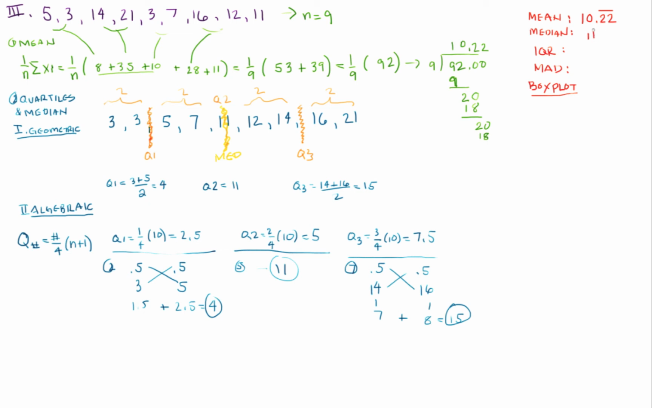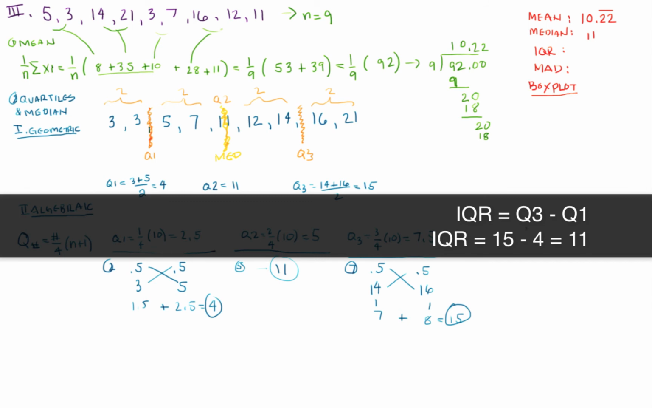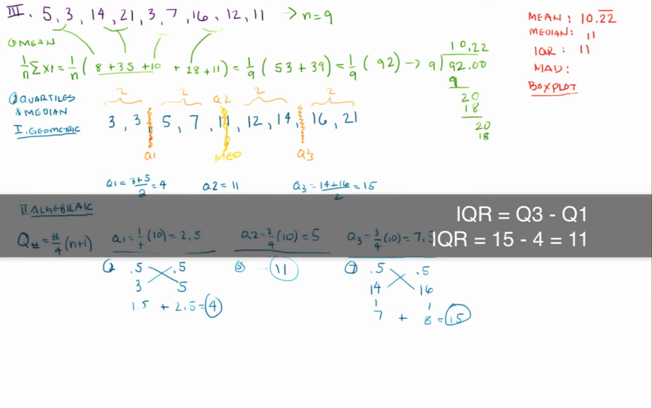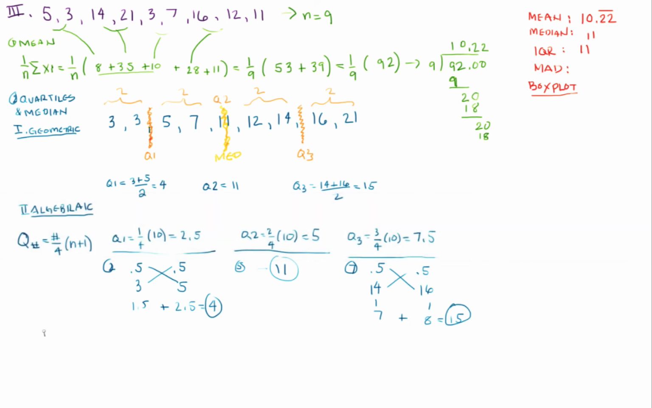Notice this time we actually got the same values as the geometric. As I said in my notes right there, if you're paying attention, they will equal the same. So our interquartile range is going to be quite simple. It's 11. Now let's move on to the mean absolute deviation.